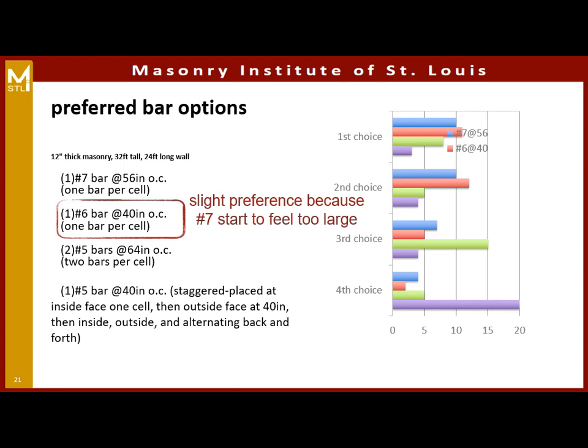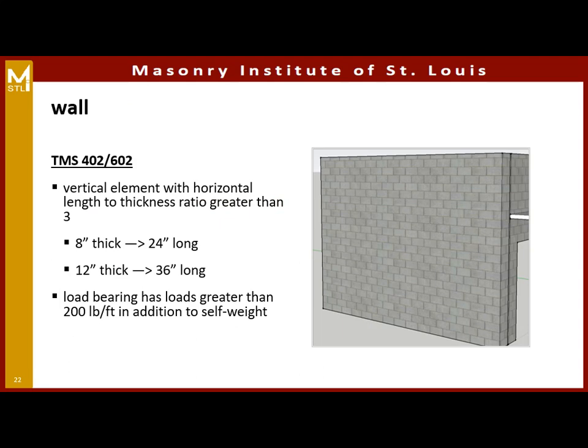And I think the Masons would just rather do the same thing in each cell and not have to worry about, now in this cell, where does the bar need to be? Which one did I do in the last cell? That kind of thing.